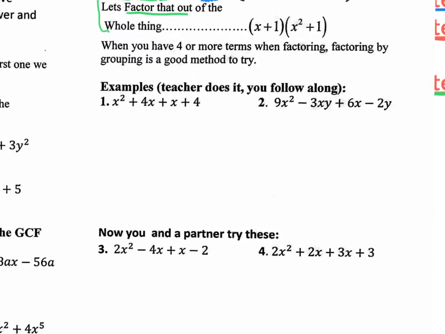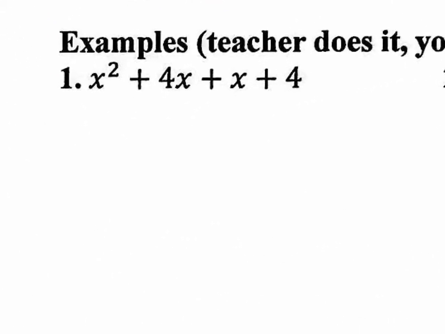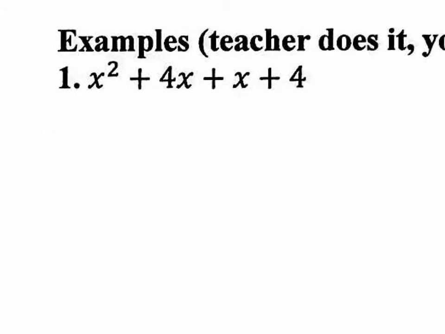Down here it says that I'm going to do it, and you're going to follow along. Everybody, even before jumping into grouping, even before separating into 2 groups, you're supposed to ask, can you pull out anything in common in all the terms? Are there x's in all the terms? No. Are there 4's in all the terms? No. So after trying to factor out the GCF, then you say, okay, let me try grouping.